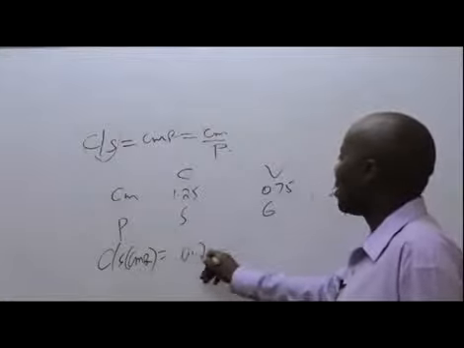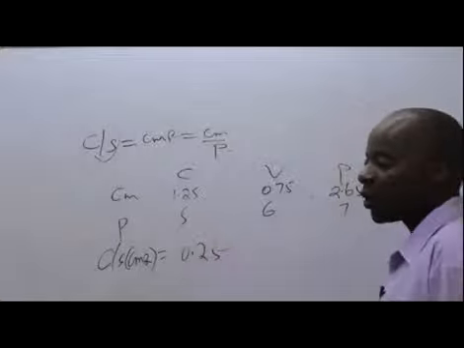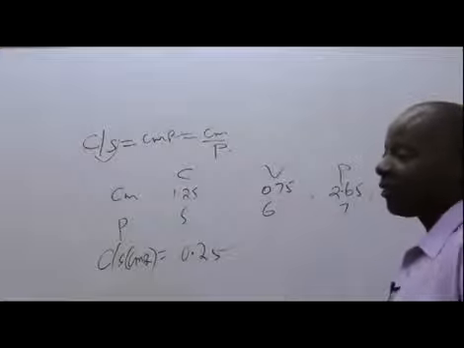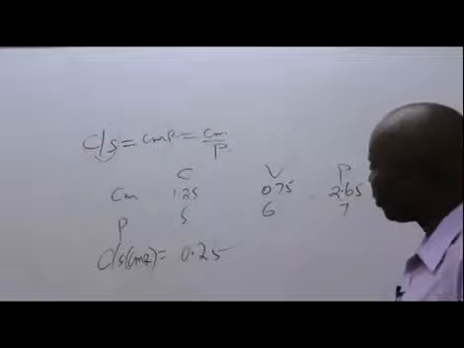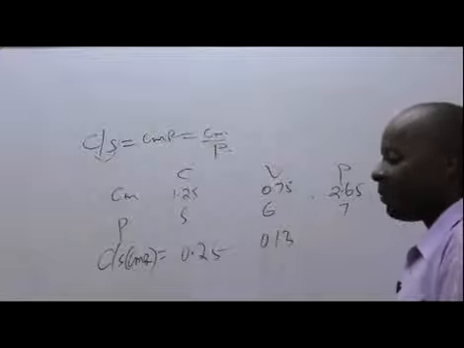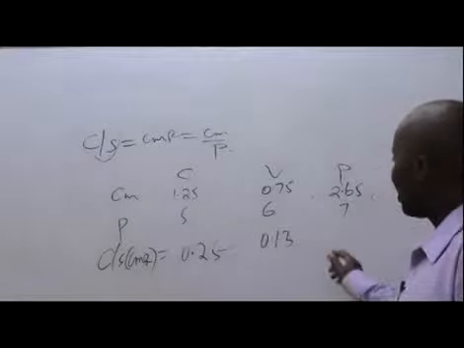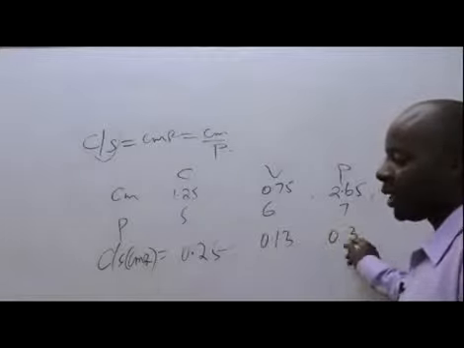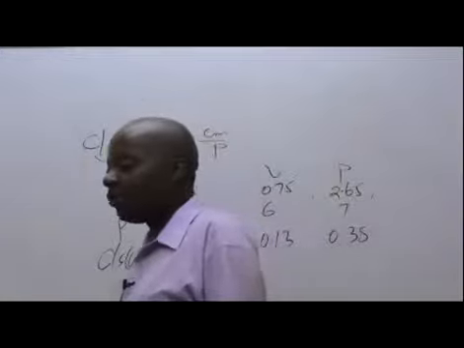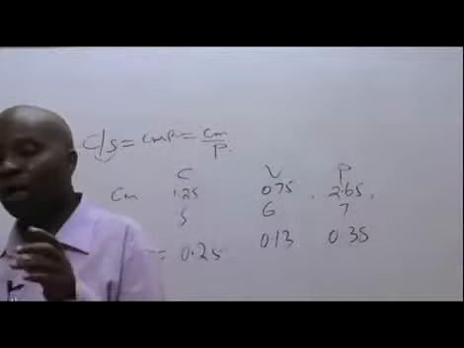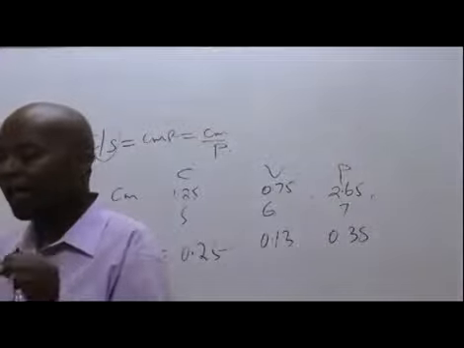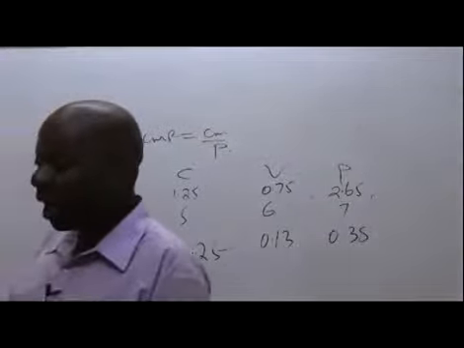0.25, thank you. How about 0.75 and 6? 0.75 vis-a-vis 6 here for V. For V, what do we have? Somebody, 0.13. The last one is 2.65 divided by 7. So this gives me 0.38. Thank you. So that is what we were required to do in requirement 1 to get the CS for each of our products.